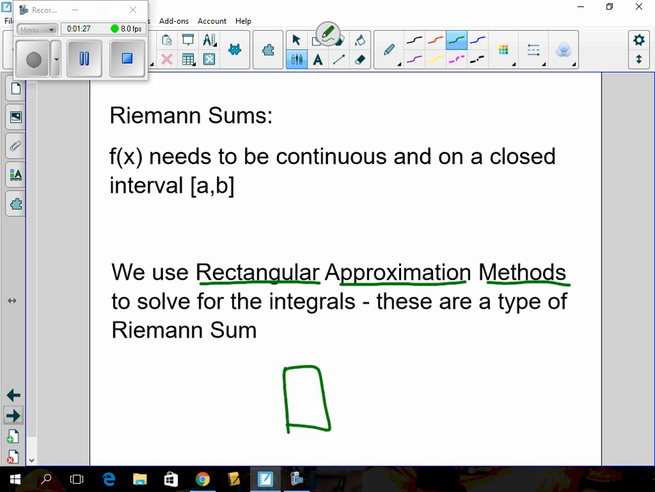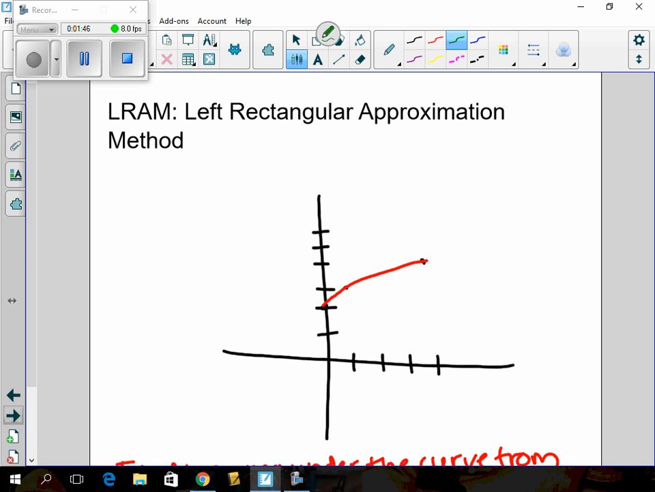So remember, we all looked at our geometry formula sheets. Area of a given rectangle equals length times width. And that's really the only area formula that we need for these particular approximations. So we have LRAM, which is called the left rectangular approximation method. What this means is I'm going to use a bunch of rectangles, but I'm going to start at the left-handed point on the function.